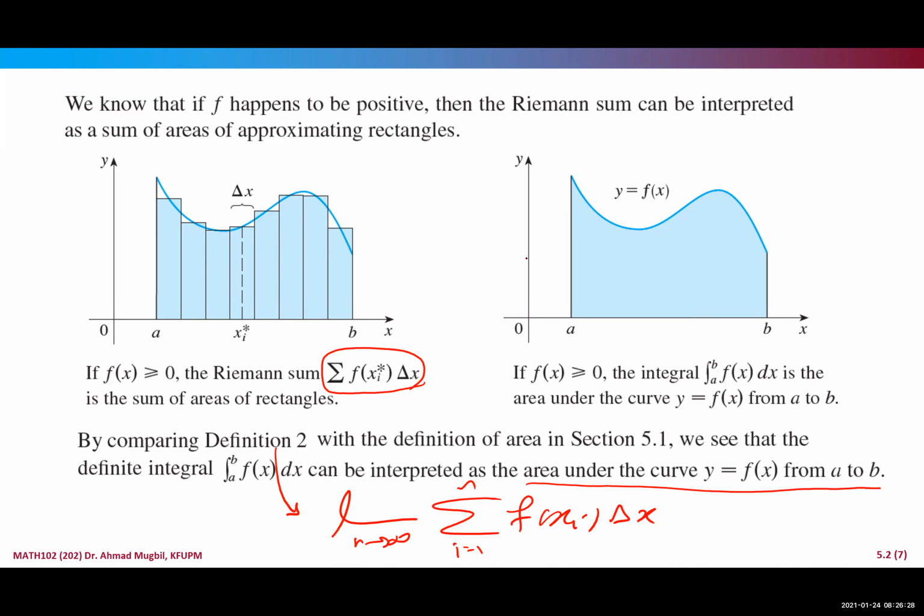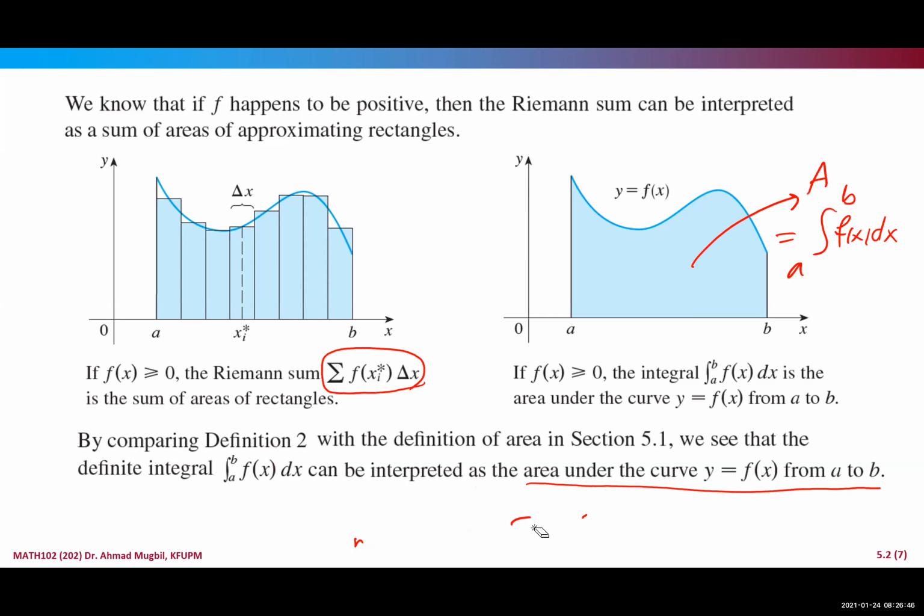So this is the definite integral, and this is the area. In this case, it is equal to the integral from A to B of f of x dx. So instead of doing this limit and these approximations, we can just evaluate the definite integral and we will be able to find the area.